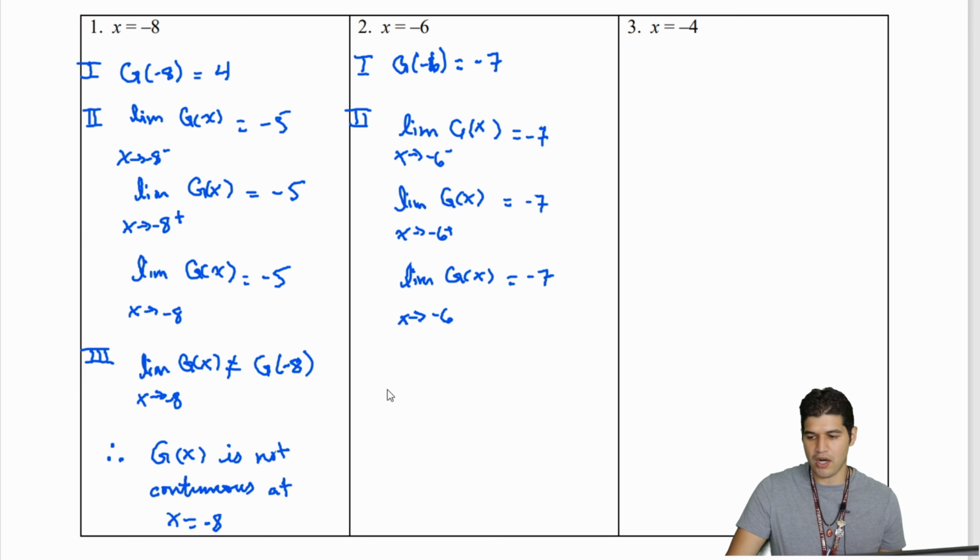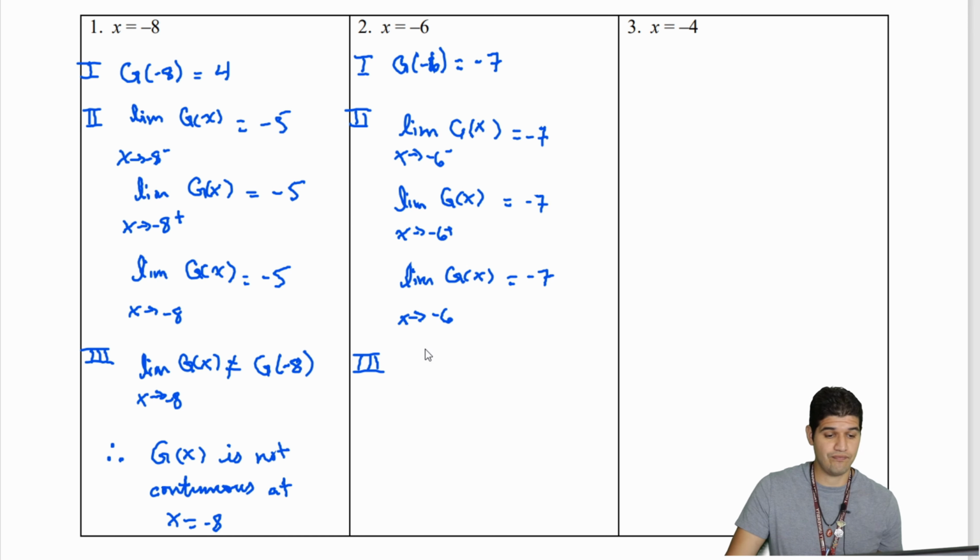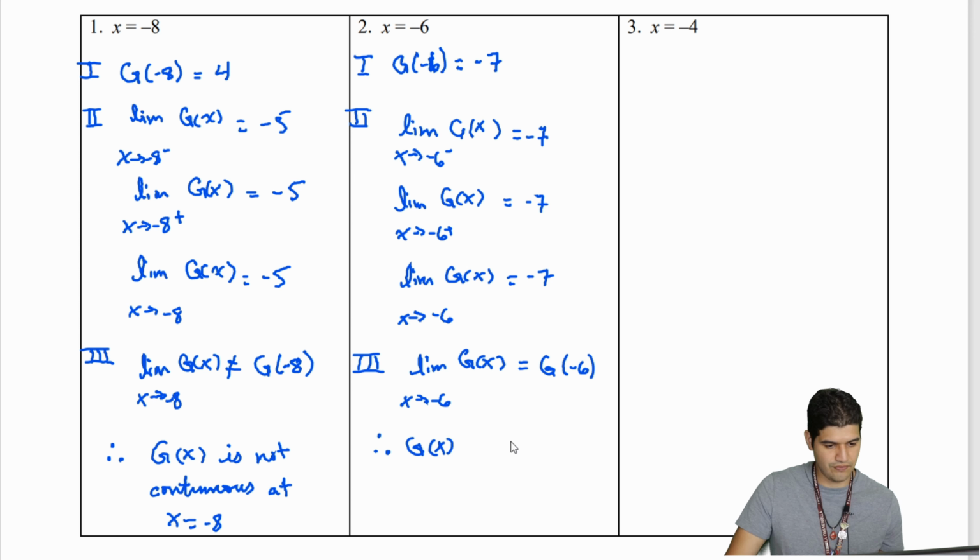So our final part of this definition is to say, okay, are they equal? In this case, they are. So let's write that out. The limit of g of x as x approaches -6 is equal to g of -6. So therefore, we can say that g of x is continuous at x equal to -6.